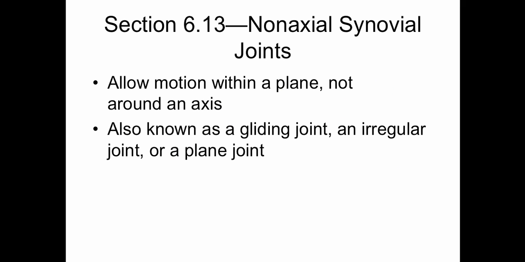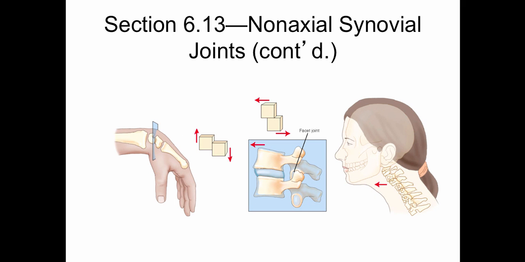Non-axial synovial joints allow motion within a plane, not around an axis. They are also known as a gliding joint, an irregular joint, or a plane joint. They are sometimes called gliding joints because the surface of one bone translates or glides along the surface of its neighbor. Here are some examples of non-axial synovial joints. These illustrations show the joint between 2 carpal bones and a facet joint between cervical vertebrae.